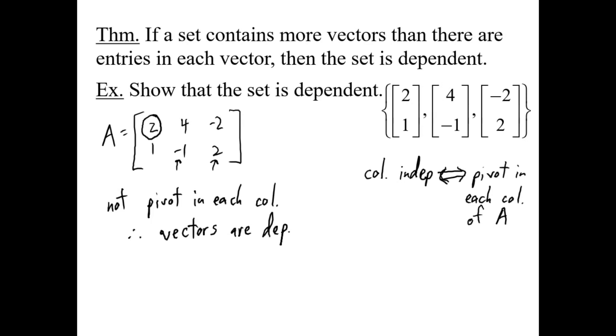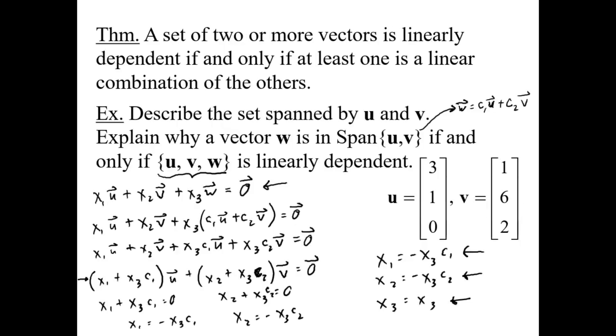That's it, right? You've got too many vectors. So if you have more vectors than you have entries in each vector, then the set is automatically dependent. Okay. One more observation here.